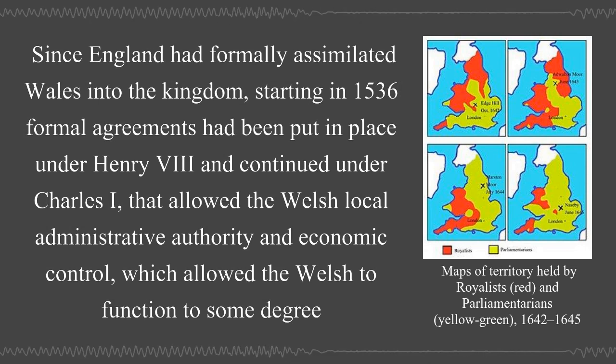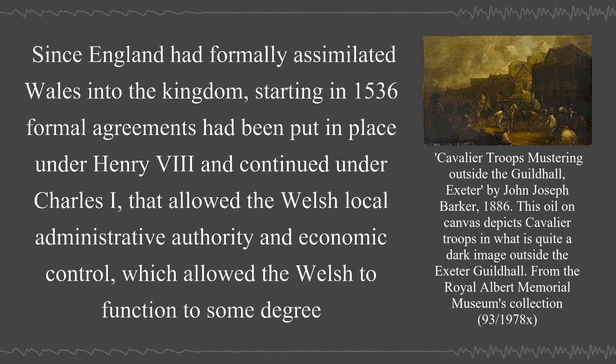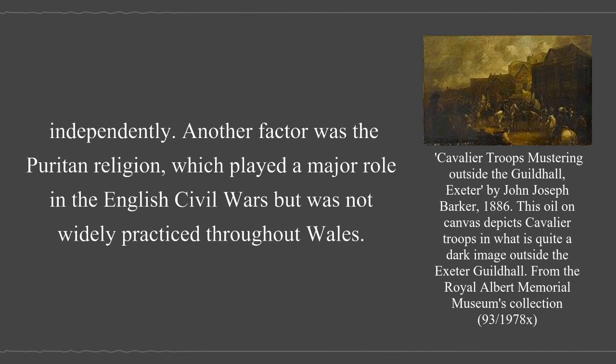Since England had formally assimilated Wales into the kingdom starting in 1536, formal agreements had been put in place under Henry VIII and continued under Charles I that allowed the Welsh local administrative authority and economic control, which allowed the Welsh to function to some degree independently.